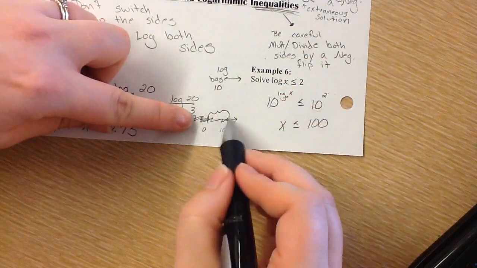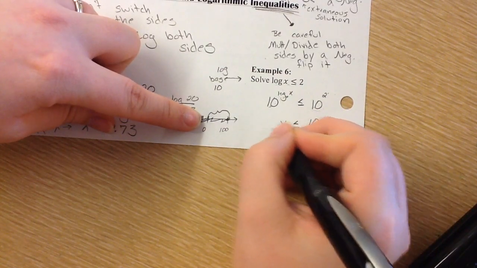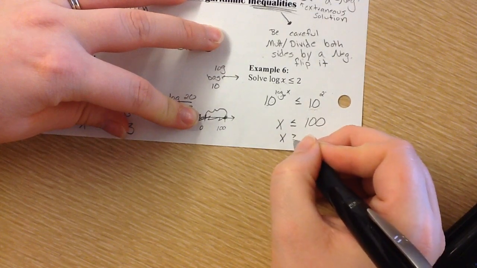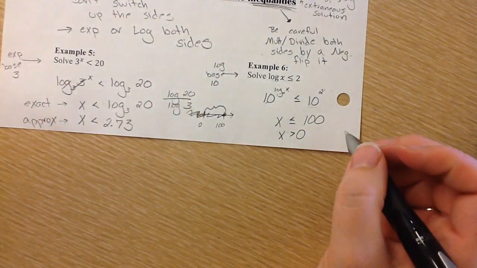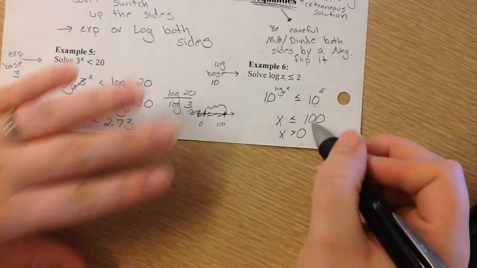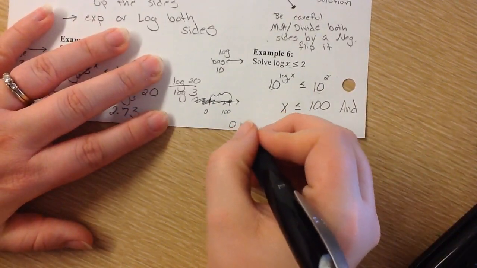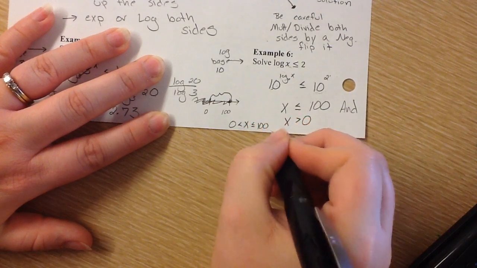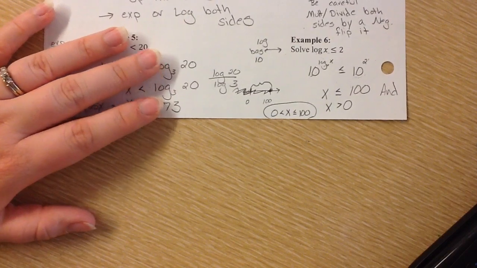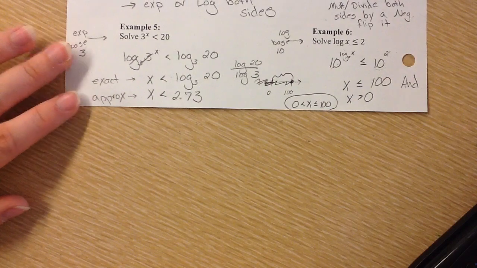So I'm just looking at the numbers in between 0 and 100. I'm going to have to stop at 0. So x is also going to have to be greater than 0, and it can't equal 0 because we can't take the log of 0. So I could write it as two separate things, or we could write it as 0 less than x less than or equal to 100 as one compound inequality. All right, so there is our solving inequalities. Okay. All right, good luck.